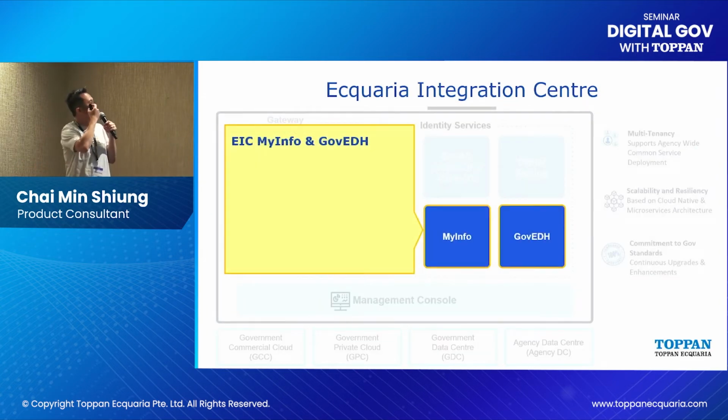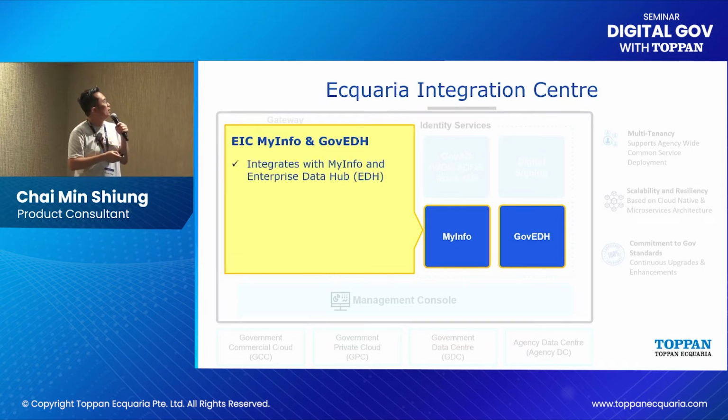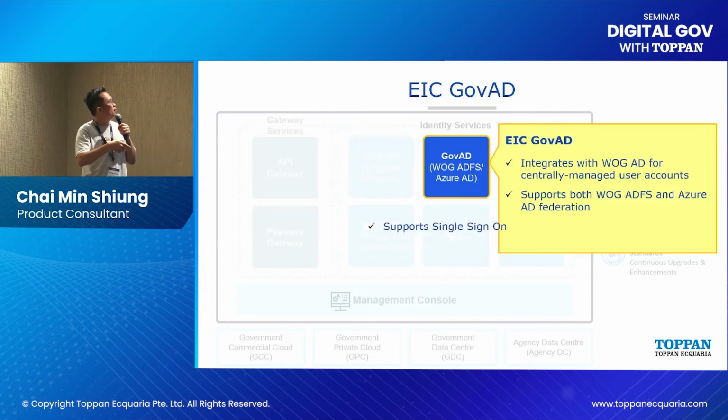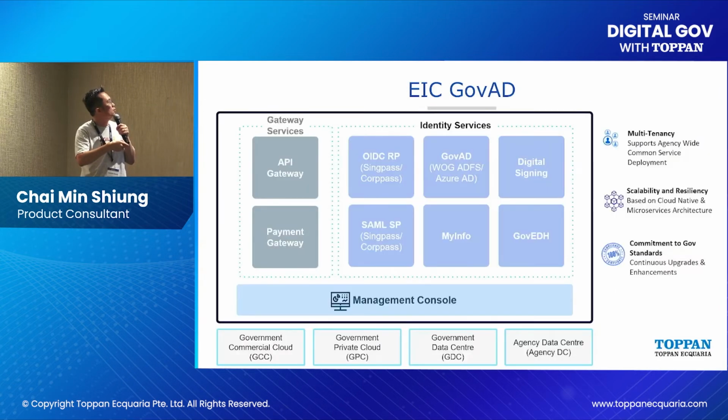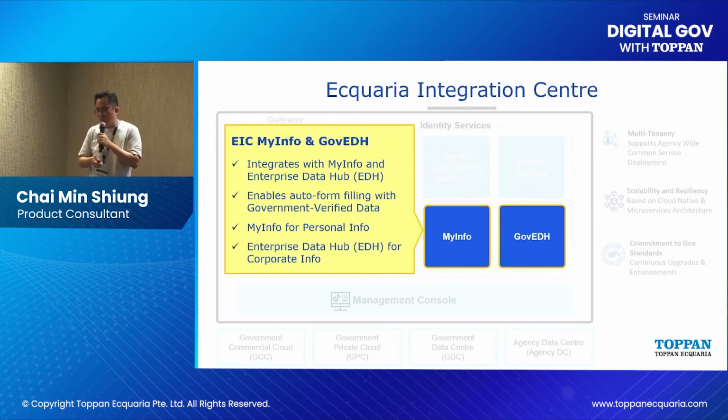Alright, the next two products that I have under the Identity Service banner are MyInfo and GovEDH. These two products will integrate your services with MyInfo as well as GovEDH. EDH stands for Enterprise Data Hub. So what you will be able to do is to enable auto form filling. You'll be able to fill your forms with government verified data.